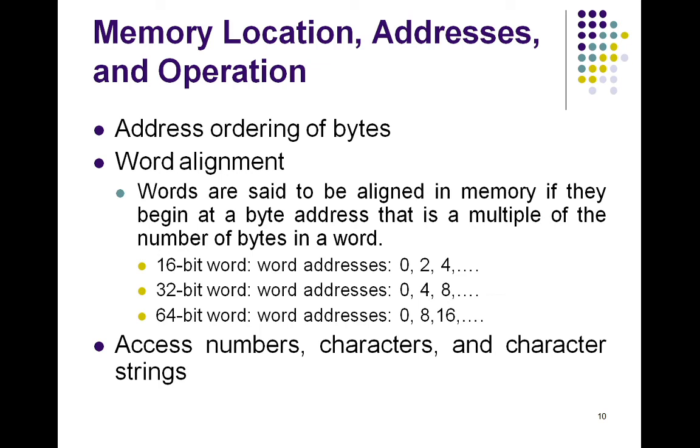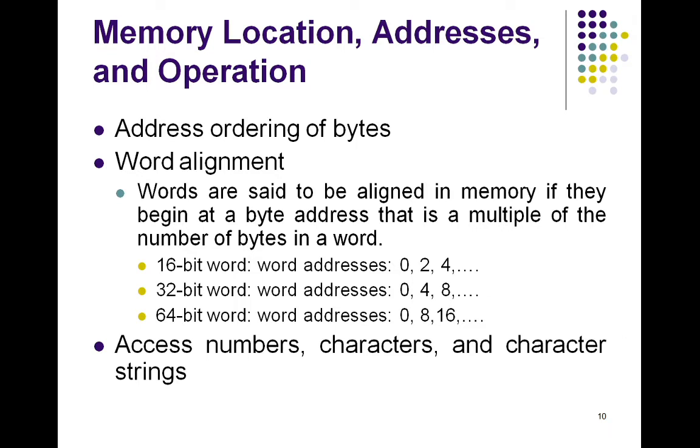So the next important concept is the word alignment. In case of the 32-bit word length, the natural word boundaries occur at the addresses 0, 4, 8 and so on, which is already seen in the previous figures. That is, the word addresses will start the range from 0, 4, 8 and so on. We can say that the word locations have the aligned addresses.